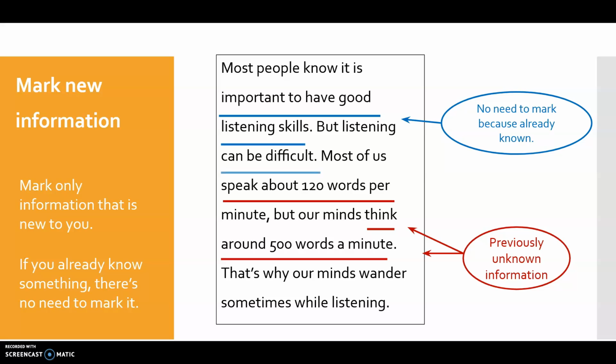We know it's important to have good listening skills, but it's difficult. However, we probably don't know that most of us speak about 1,200 words per minute, and then we think about 500 words per minute. Maybe that's why our minds wander sometimes when we're listening. So don't mark the things that you know, only mark the information that is new.